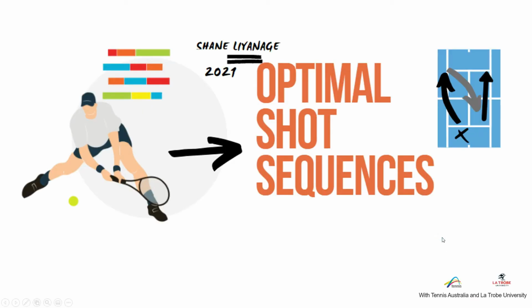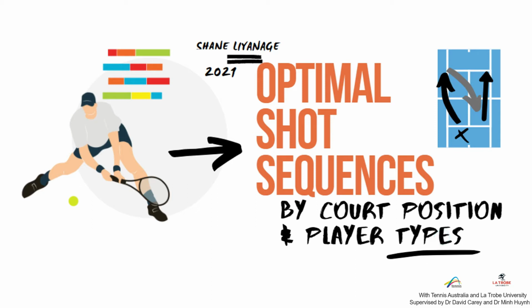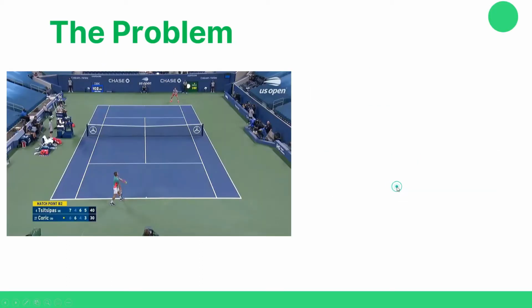Hi, my presentation's on optimal shot sequences by court position for different player types. The industry partner is Tennis Australia and La Trobe University. So I'm going to play a video to hopefully illustrate the problem a little bit.